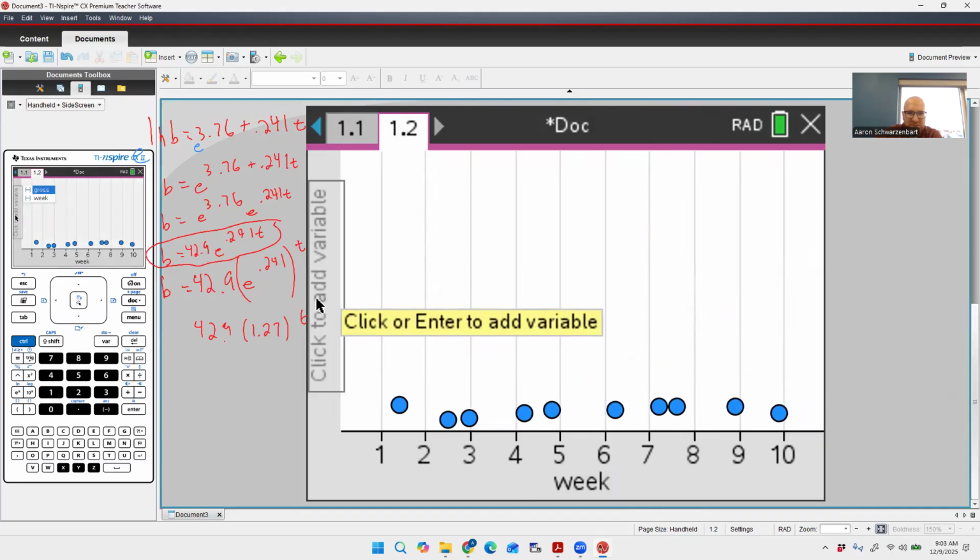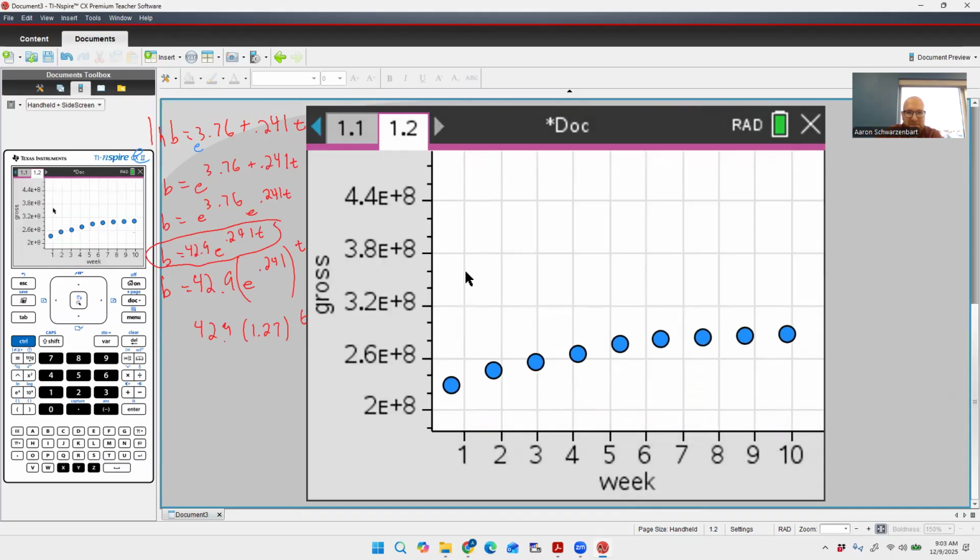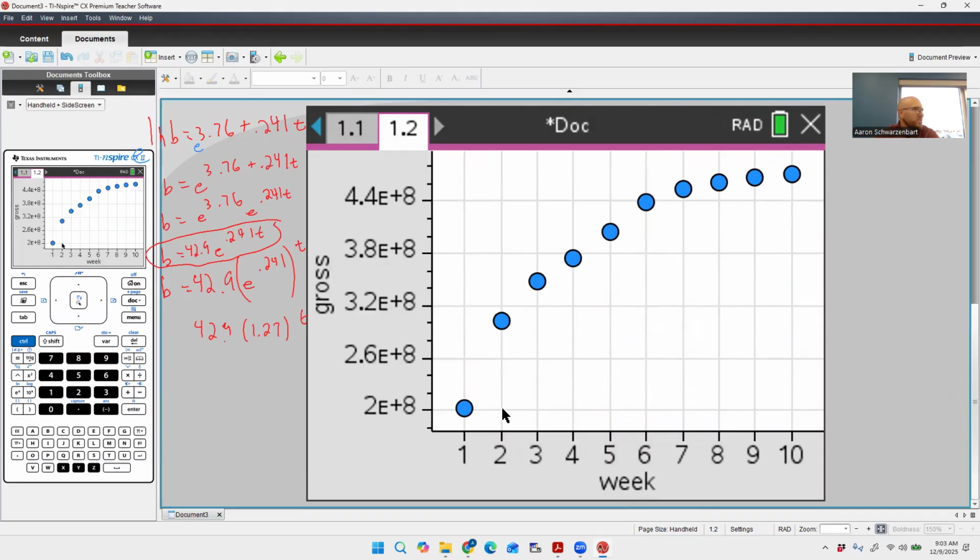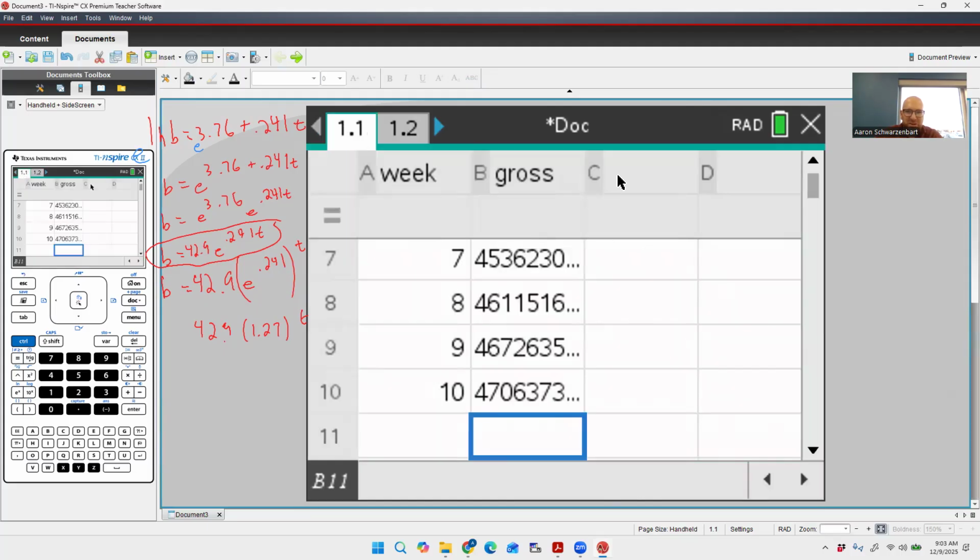Week versus gross. Okay, I've got nothing that looks like it doesn't fit the pattern. This looks like a logarithmic graph, so my guess is I want to log the week. They chose ln on this one. So if it's exponential, then log the y. If it's logarithmic, you'll log the x. If it's powers, you'll actually log both, and we'll get to that. They call this semi-log because I'm logging one of them.